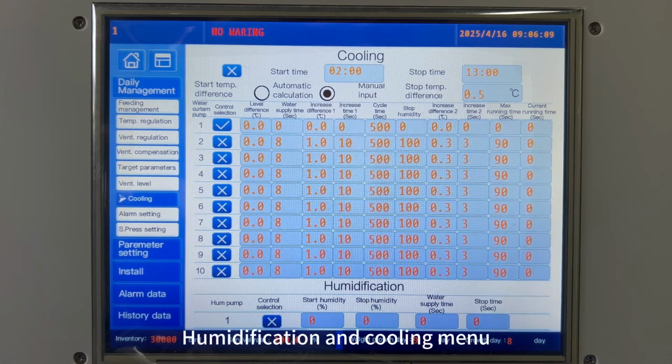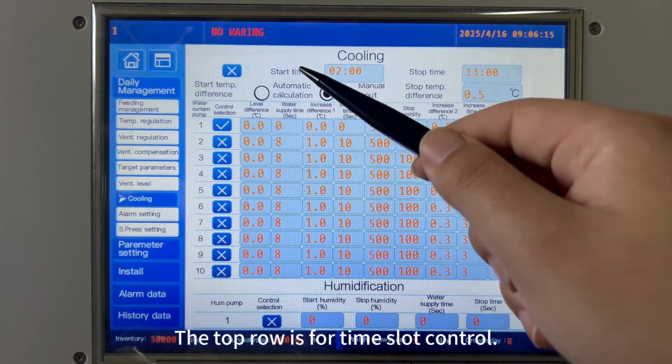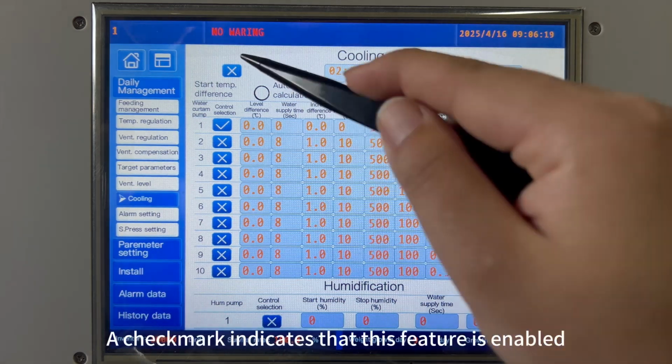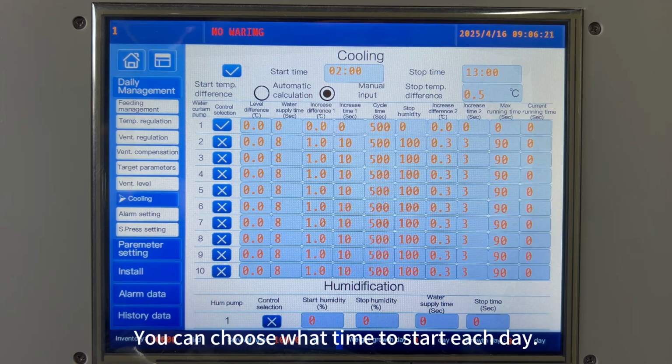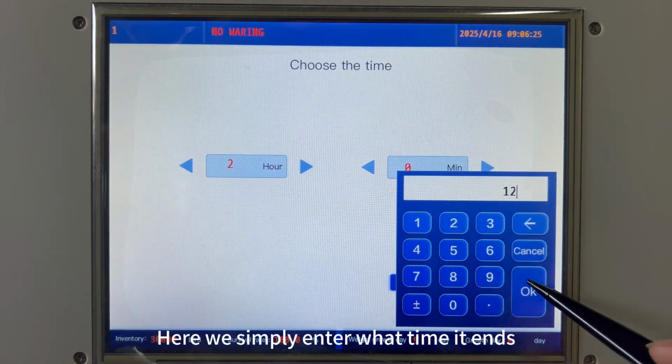Humidification and cooling menu. The first is cooling, that is, the water curtain setting. The top row is for time slot control. A check mark indicates that this feature is enabled. You can choose what time to start each day. Here we simply enter what time it ends.